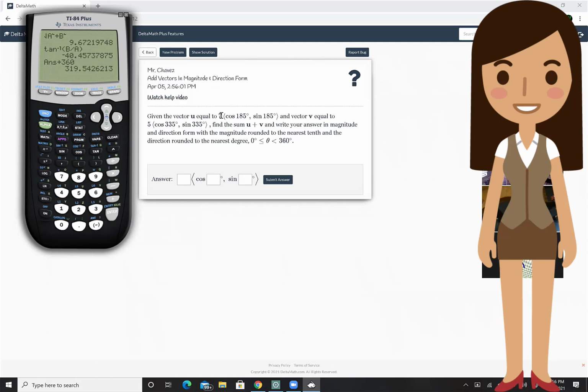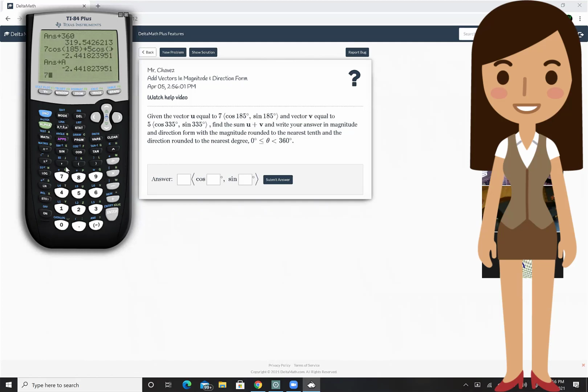I have a vector u, 7 cosine 185, sine 185. I want to get my x components. So here we go. 7 cosine 185 degrees. Close it, plus get your x component of your other vector. 5 cosine 335, guys. Enter. Store that into alpha A, guys.